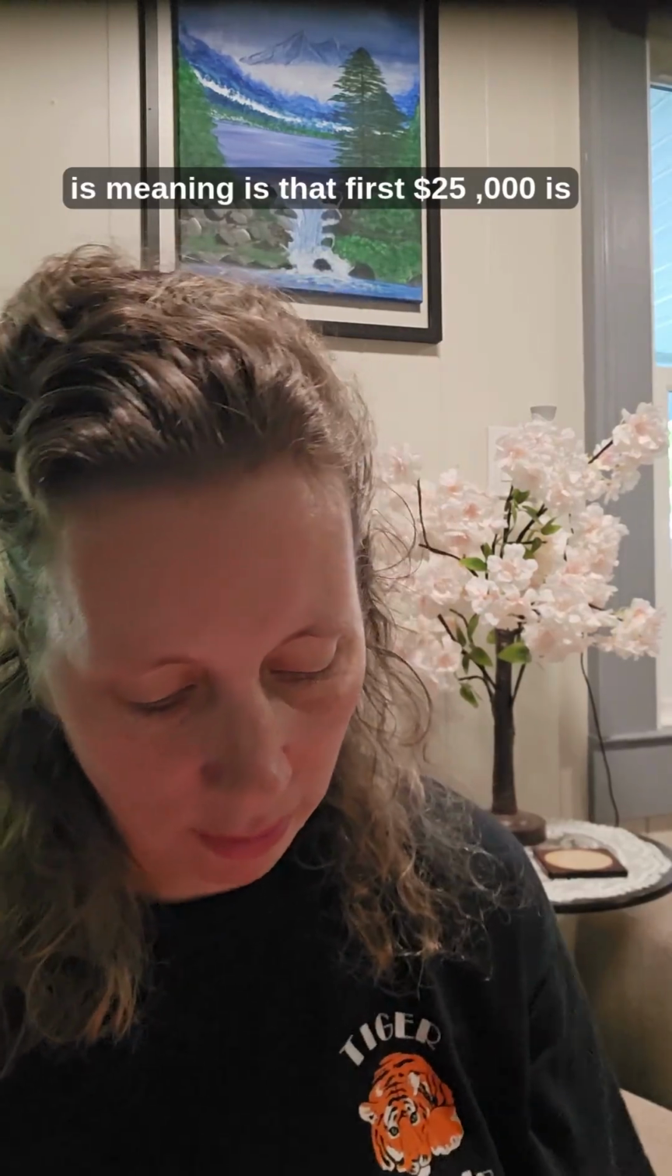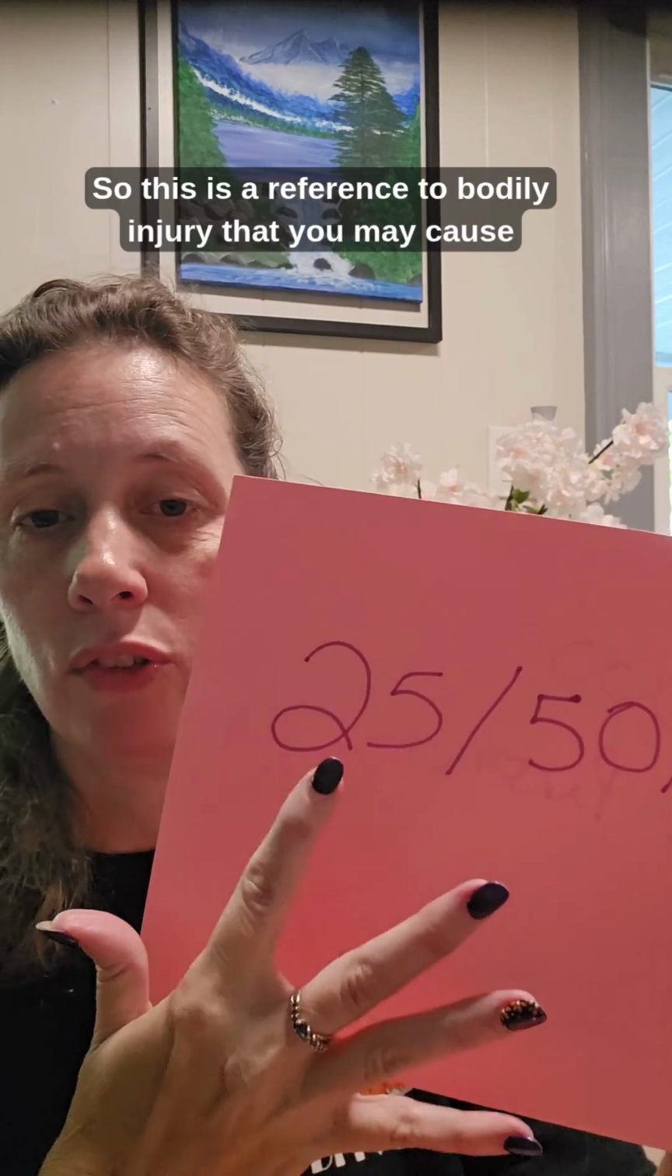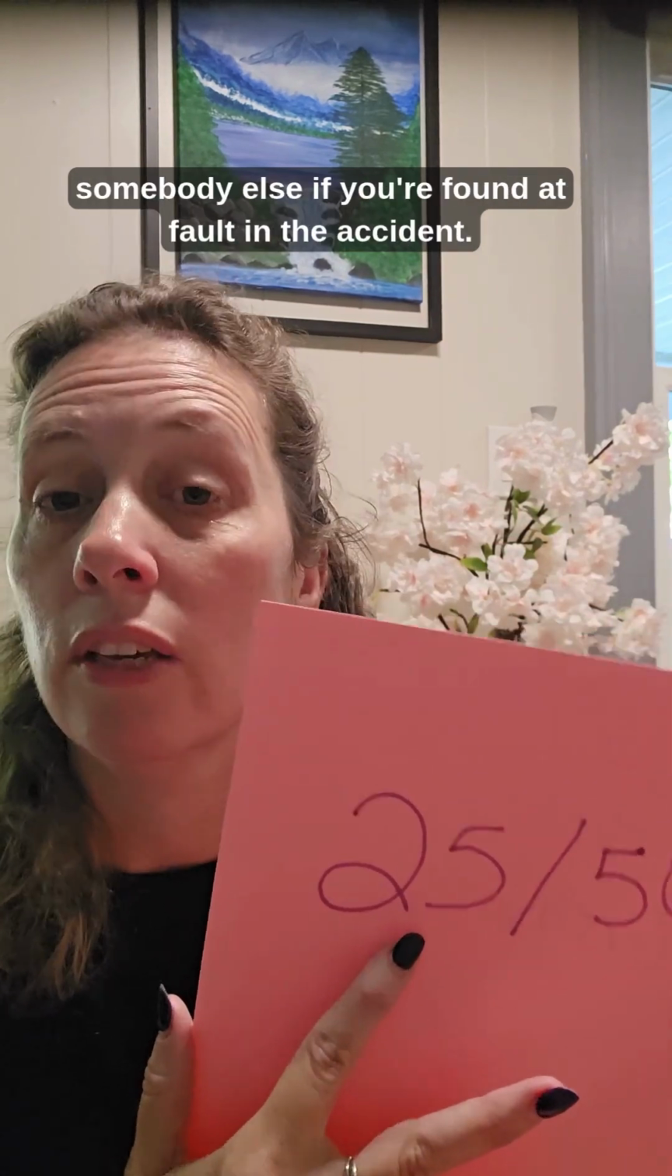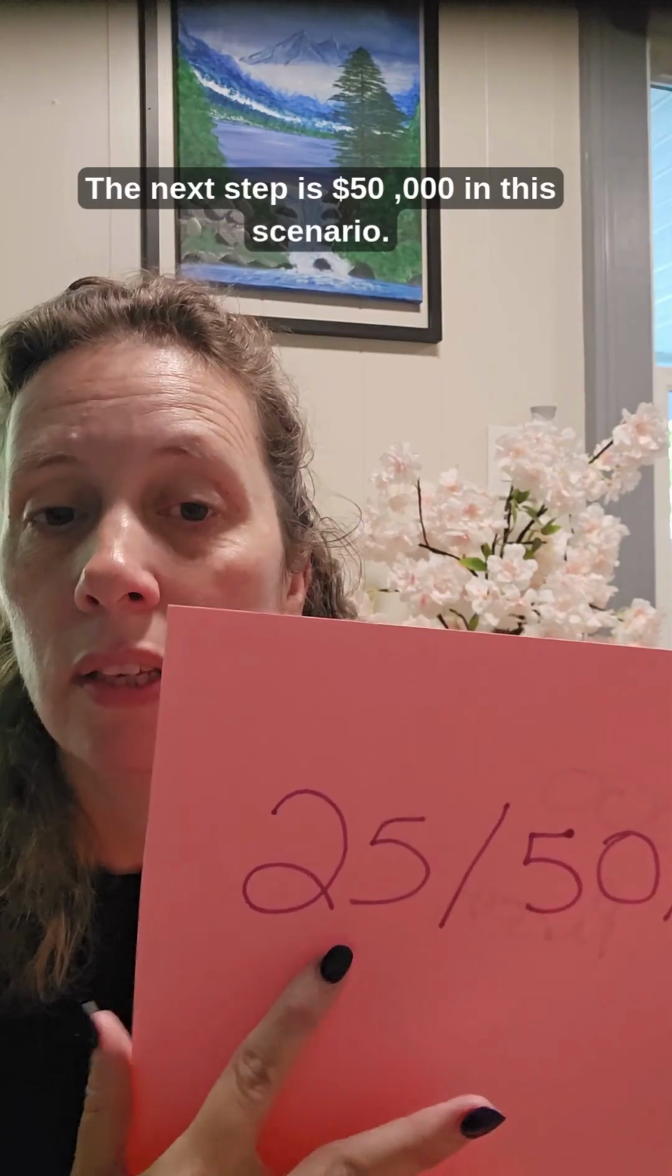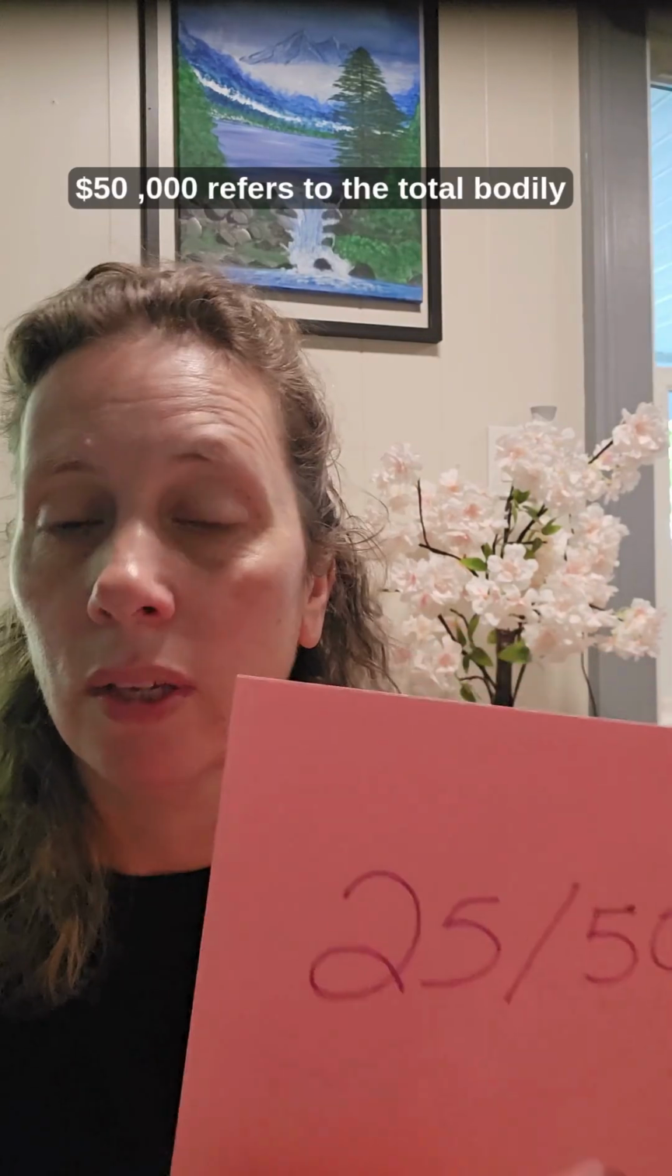What that is meaning is that first 25 is $25,000 per person, okay? So $25,000 per person for bodily injury. That's that first number, 25. So this is a reference to bodily injury that you may cause somebody else if you're found at fault in the accident. The next step is 50,000 in this scenario.